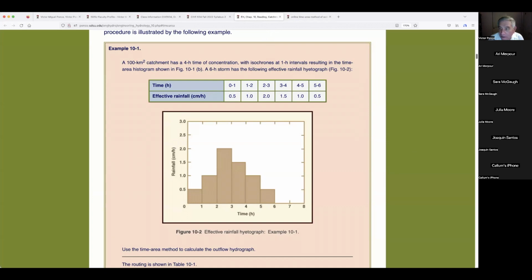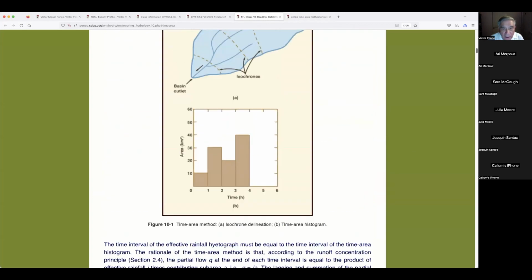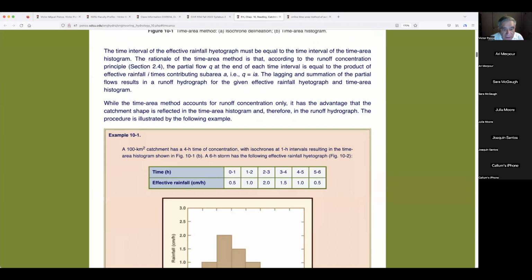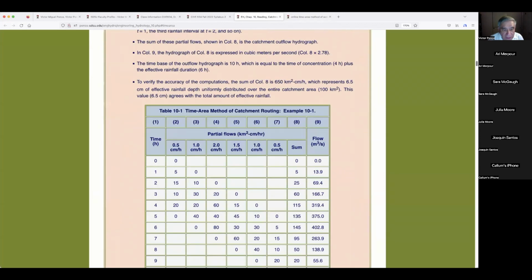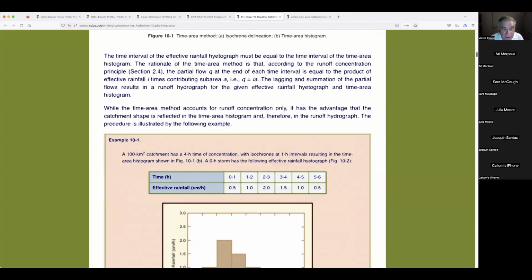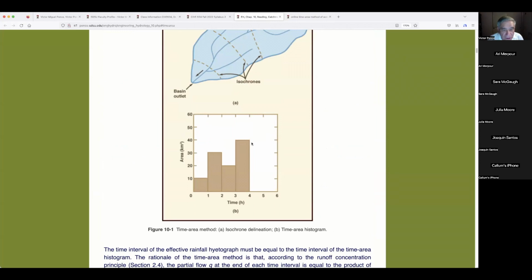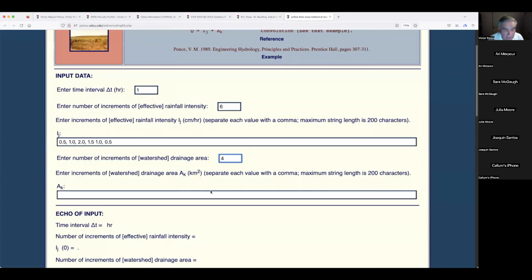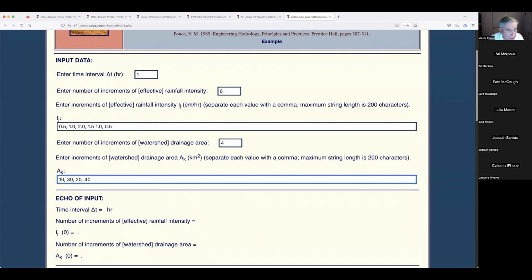number of increments of watershed drainage area. And the values are over here. Where is it? It's over here. 10, 30, 20, and 40. Right. No, there's a mistake. You see, you can have a mistake in it. It has to be a comma. It cannot be a period, because a period would be interpreted as a continuation of a number. That's not good.